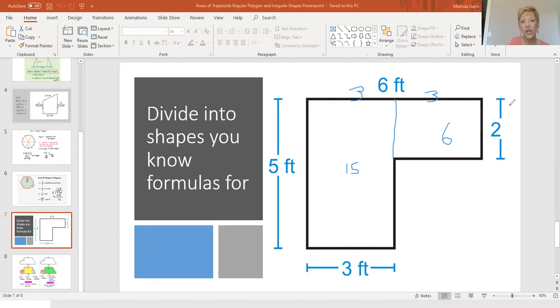So the way that you divide it might be different than the way that somebody else divides it. Okay, but that's all right. Now let's look at one more, just to make sure that we're clear. All right, look at this one.